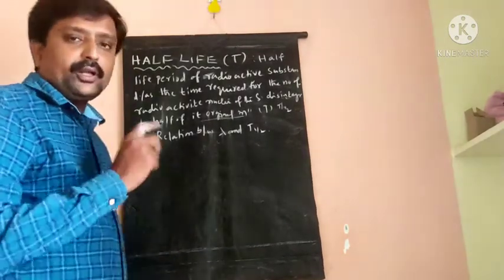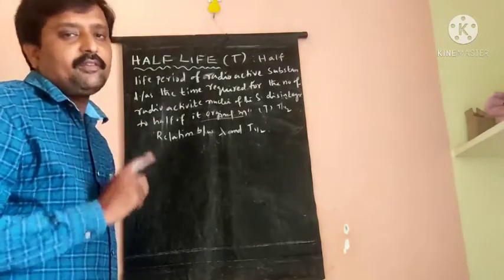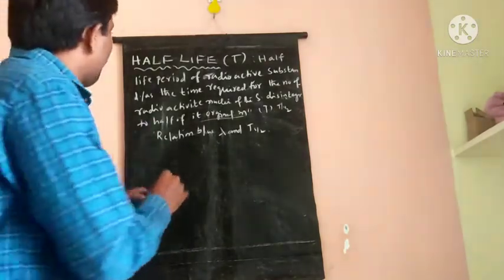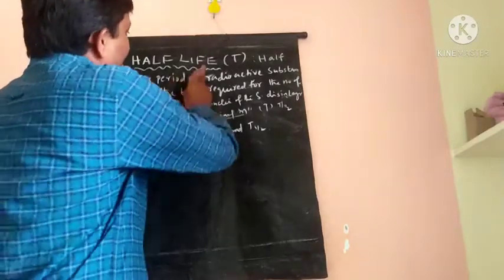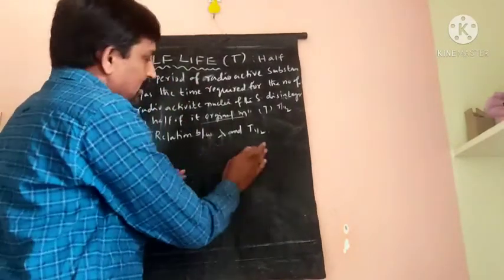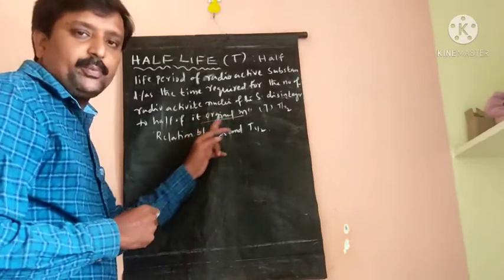Yesterday we discussed the law of radioactive decay. So N is equal to N naught e power minus lambda t. That one is one of the most important ones. Today we are going to explain the half-life period, and the second one is the average life period.